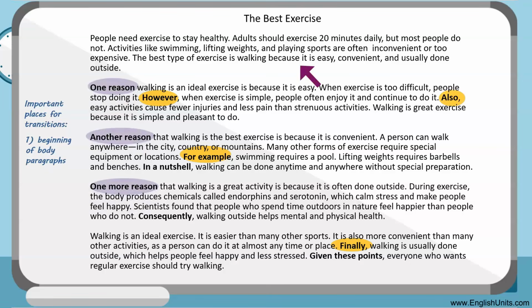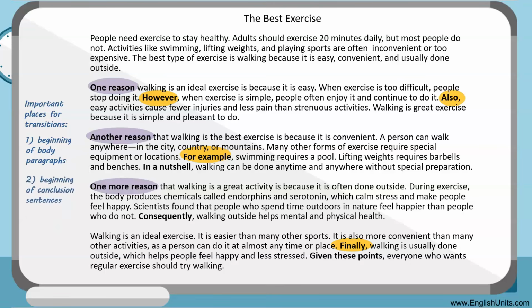This time I added these transitions: one reason, another reason, and one more reason. When you use these transitions, you have to change the sentence just a little to have the correct structure, but the meaning is the same as before. Look how they flow. One reason walking is an ideal exercise is because it is easy. Another reason that walking is the best exercise is because it is convenient. One more reason that walking is a great activity is because it is often done outside. Do you see how these transition words really help the body paragraphs to flow?